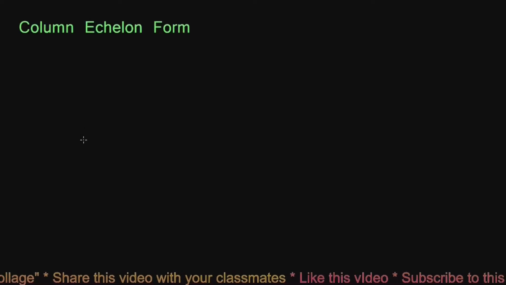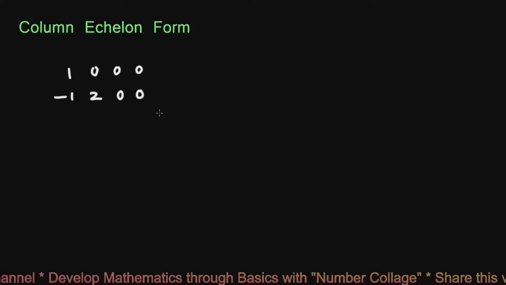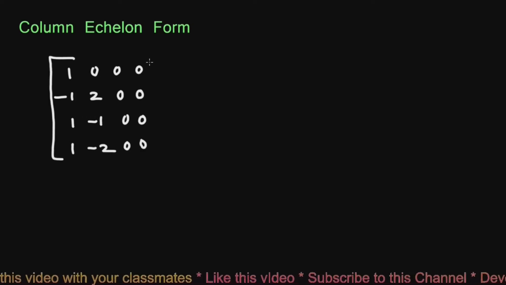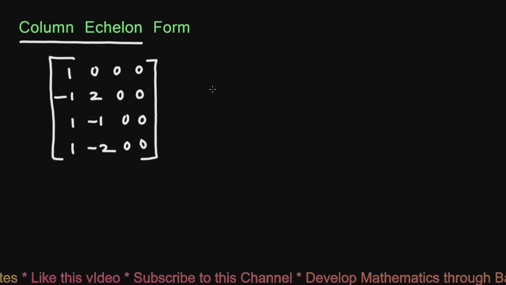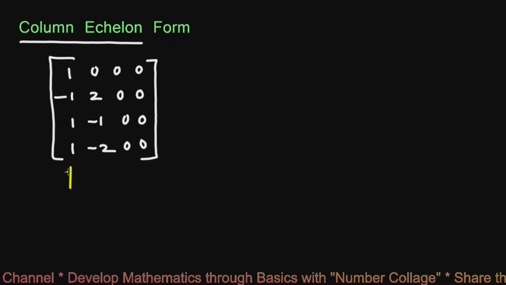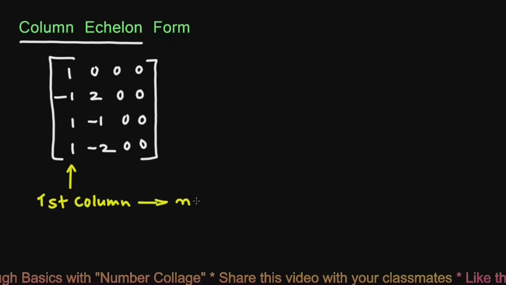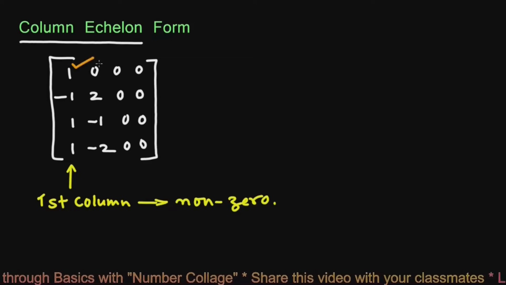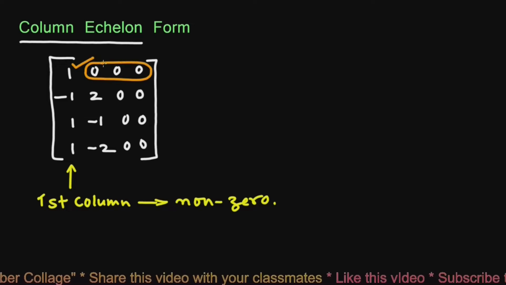A matrix in the form 1 0 0 0, minus 1 2 0 0, 1 minus 1 0 0, 1 minus 2 0 0 is called column echelon form of a given matrix. Here we observe that this first column is non-zero. Elements to the right of first element of the first row 1 are all zeros.